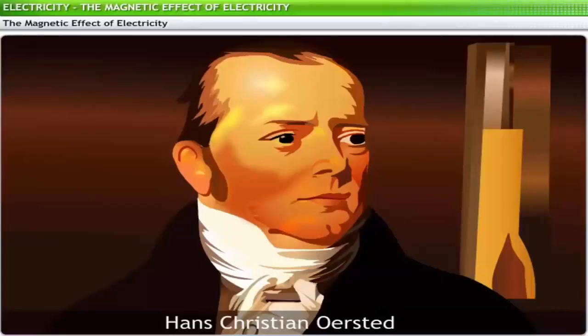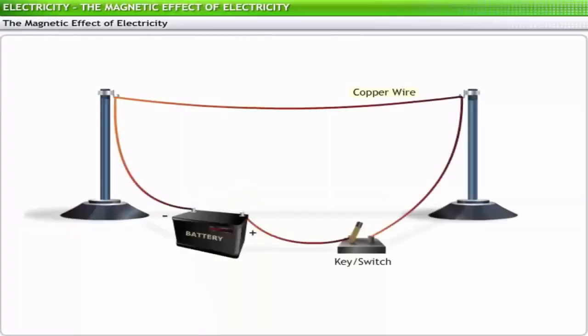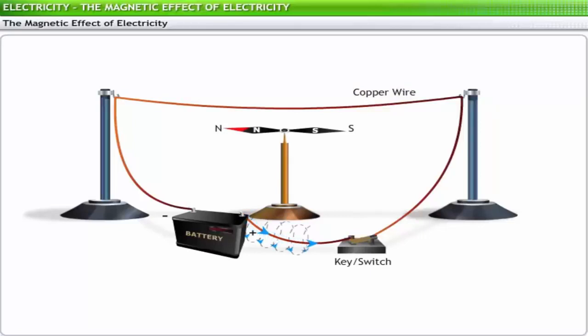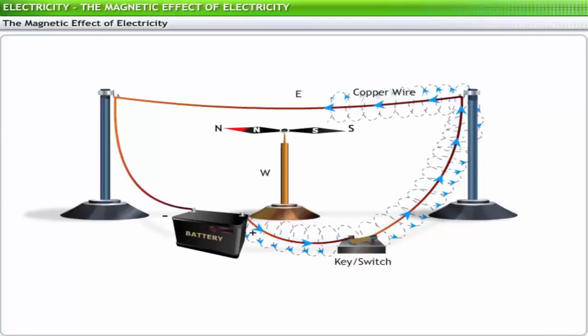Hans Christian Ørsted conducted an experiment to demonstrate that electricity produces a magnetic effect. The experiment is set up for you as you can see. Let's see what happens if we close the key to allow current to pass from south to north. The magnetic needle originally points north. However, when current passes through the wire from the south to the north, the needle deflects to the west.